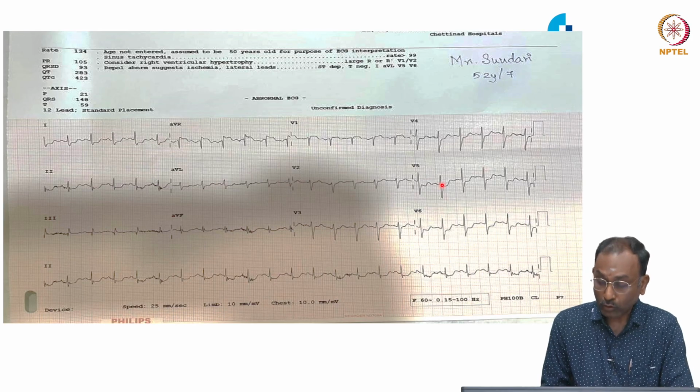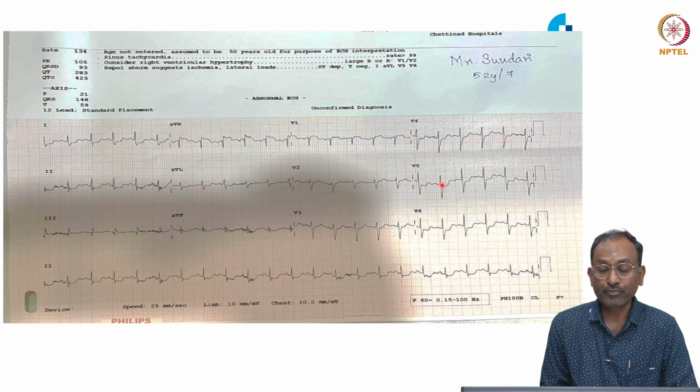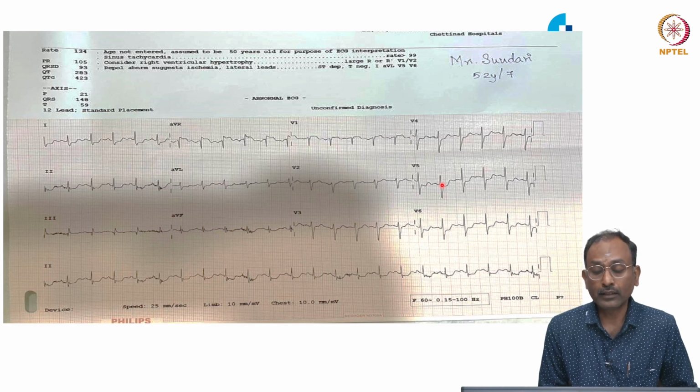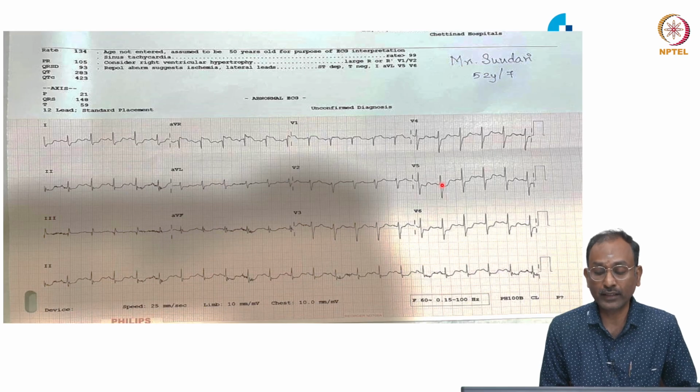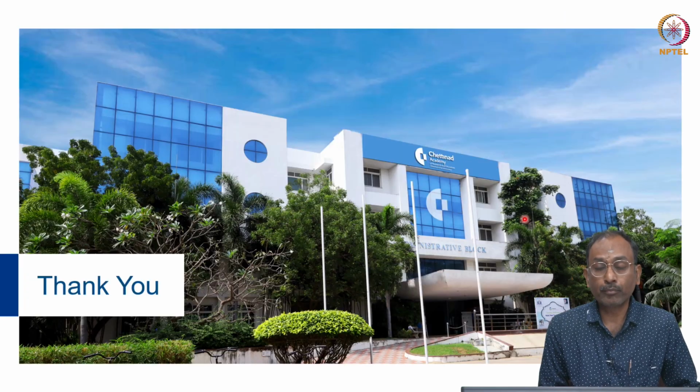So, identification of this T inversion and ST depression is very important in early diagnosis of acute coronary syndrome, especially unstable angina and variant angina, and the management is very important based upon these ECG changes.